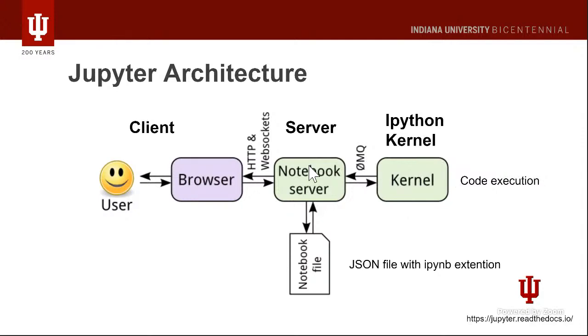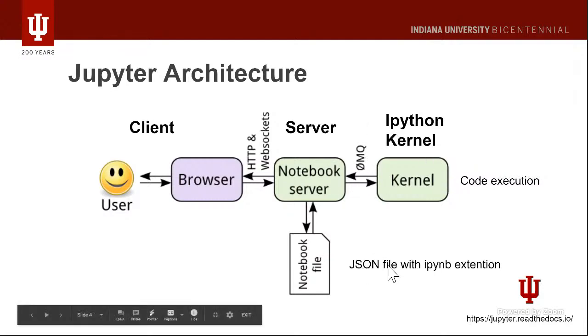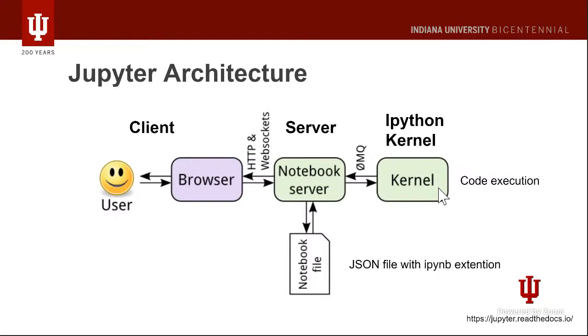I should mention there are two different types of link here. From the client side to the server side, we use HTTP and WebSockets to communicate from the client to the server. And from the notebook server to the kernel, we use ZeroMQ and also JSON files to connect with the kernel to run the code.